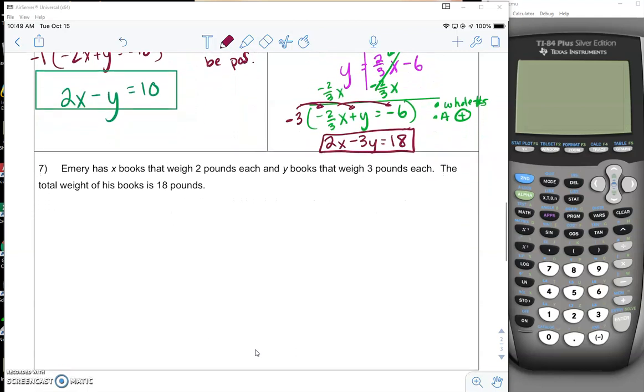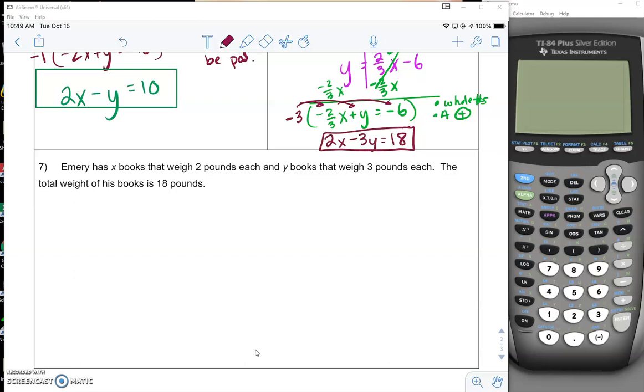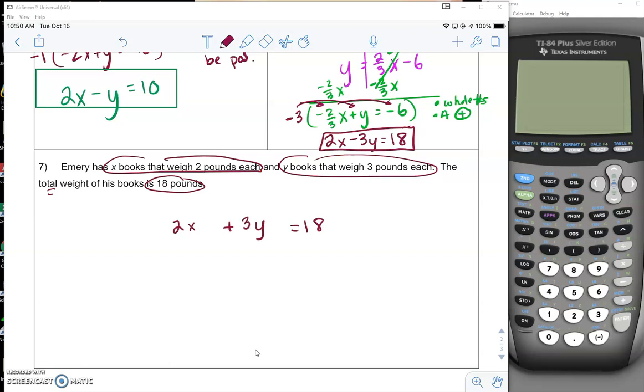Last one, number 7, says Emery has X books that weigh 2 pounds each and Y books that weigh 3 pounds each. The total weight of his books is 18 pounds. So we know that our total is 18. We know we have 2 types of books, and when we are totaling, we are adding things together. X books weigh 2 pounds each, so 2 times however many books we have, plus Y books that weigh 3 pounds each, 3 times however many of those books we have. 2x plus 3y is equal to 18.